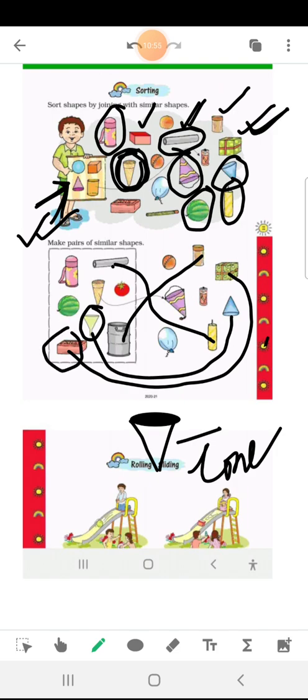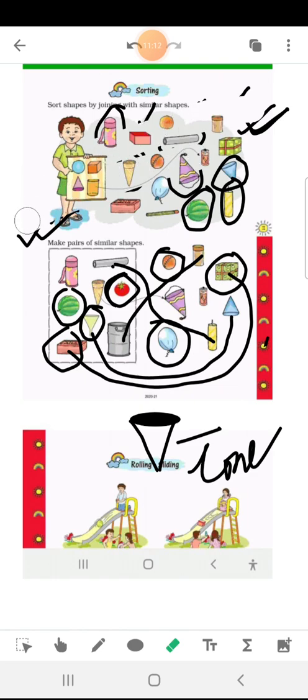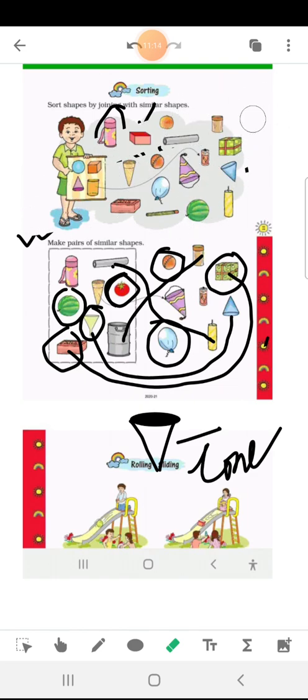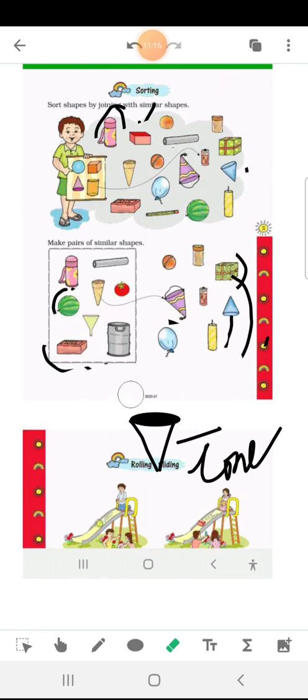This one and this one are of same shape. Then this one and this one are of same shape, so you will draw the line. Then this one and this one also are of same shape, that is the tomato and the balloon. So you will draw the lines like this. You will draw the lines and you will match the things here which is given here in your book.